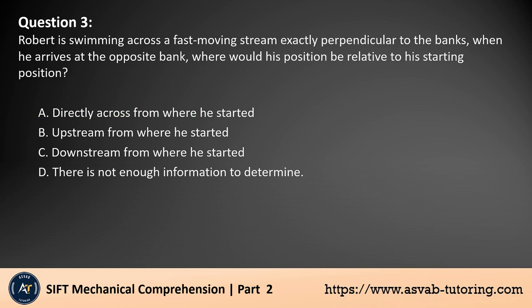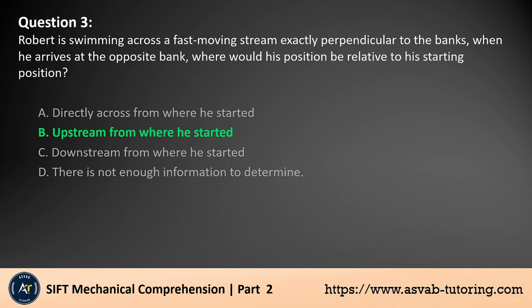Question 3. Robert is swimming across a fast-moving stream exactly perpendicular to the banks. When he arrives at the opposite bank, where would his position be relative to his starting position? A. Directly across from where he started. B. Upstream from where he started. C. Downstream from where he started. D. There is not enough information to determine.